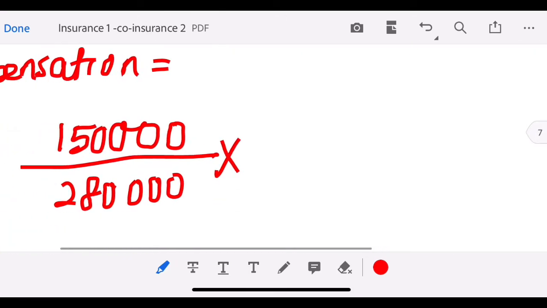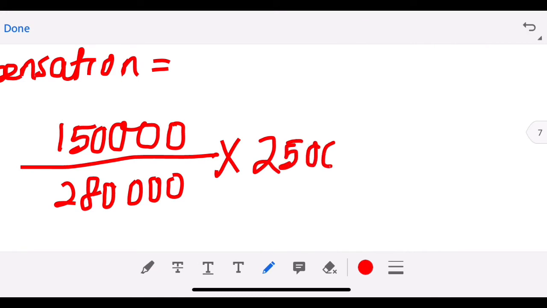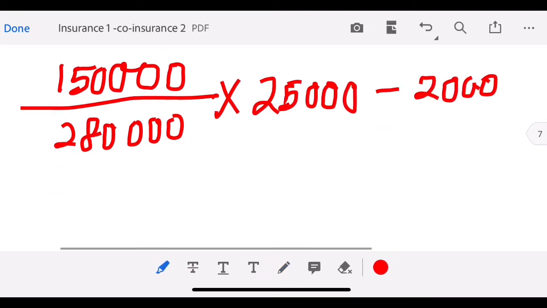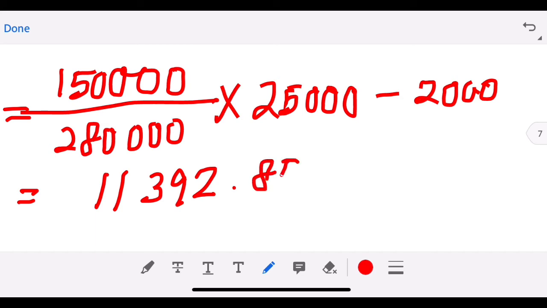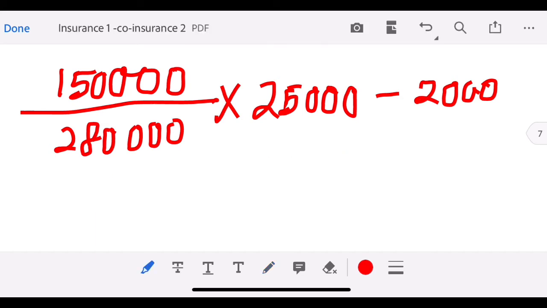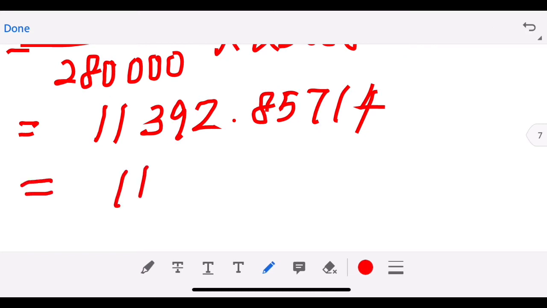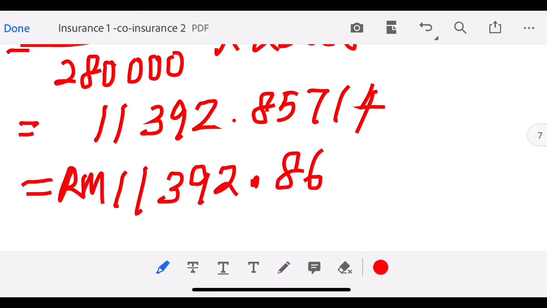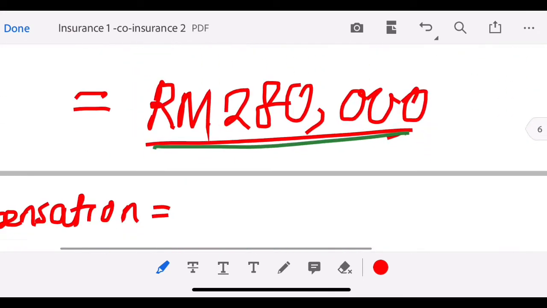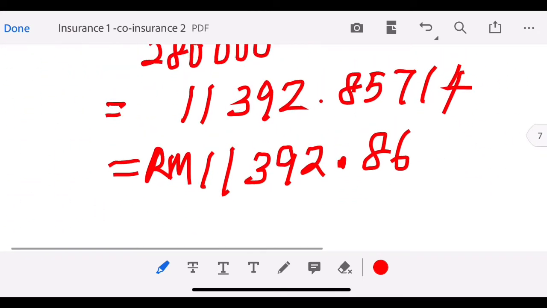Amount of the loss given by the question, 25,000, and deductible amount also given by the question. So if you press a calculator, you will get the answer 11,392.85714. Because we are dealing with ringgit Malaysia and cents, we will round up to 86 cents. So it's ringgit Malaysia 11,392.86.